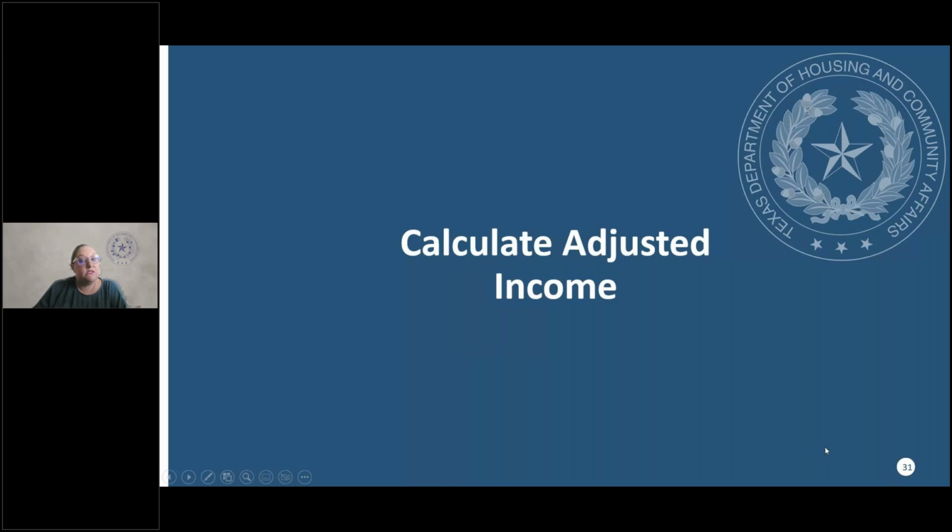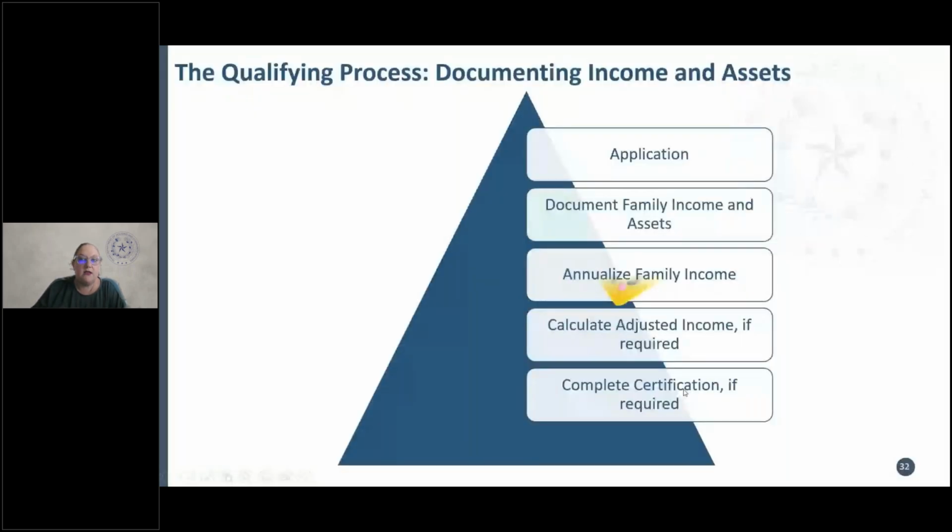So now it's time to talk about adjusted income. I made that household super simple because this is the harder part for today, and this is why you all came, hopefully. So now we're on step 4. We've got their annual income. Now we have to adjust it if they're eligible for the deductions.